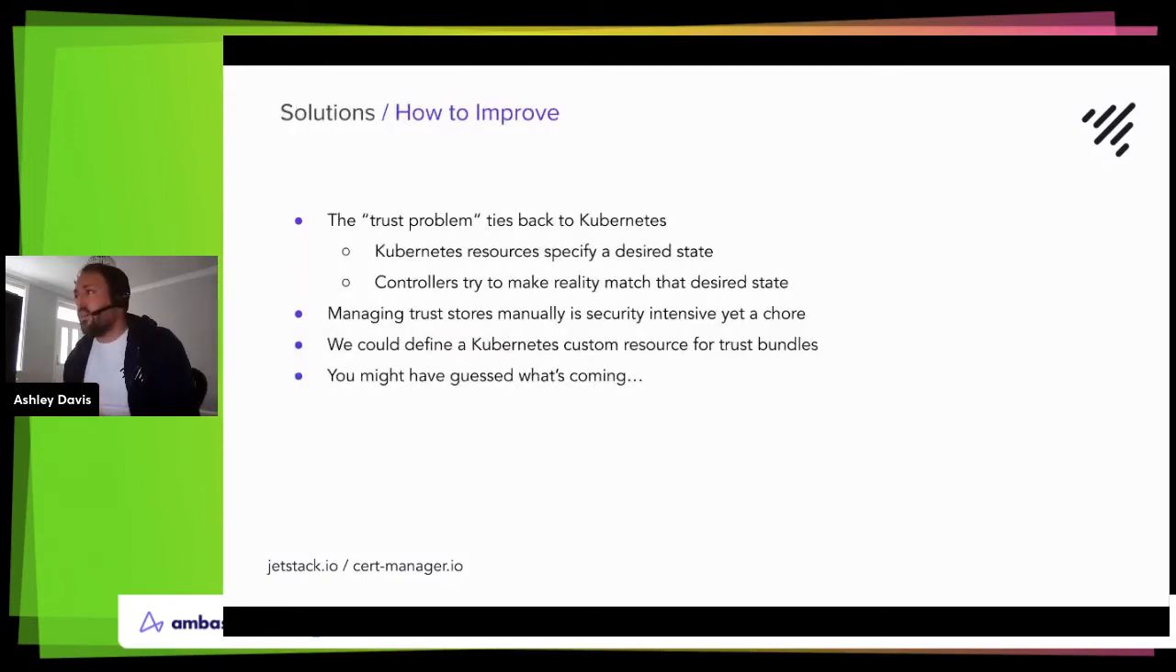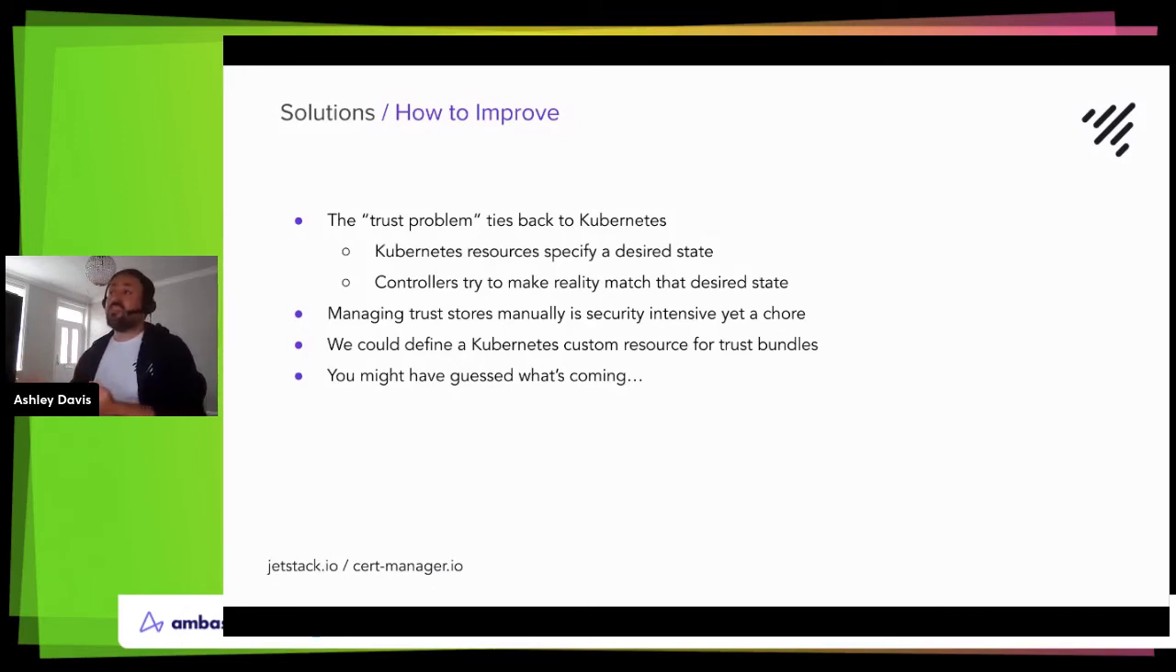So I think a solution to this actually ties back to Kubernetes, right? We've seen before with this example of a cert-manager certificate that a Kubernetes resource will specify a state that we want to exist, right? That's why we write the YAML. Controllers will then go and take that state and try and make reality match it. That's how Kubernetes works. You write pod YAML, and the pod controller will try and make pods match that YAML. So you can kind of see how we might have a custom resource which does the same thing for trust bundles, right? You can imagine that this is possible.